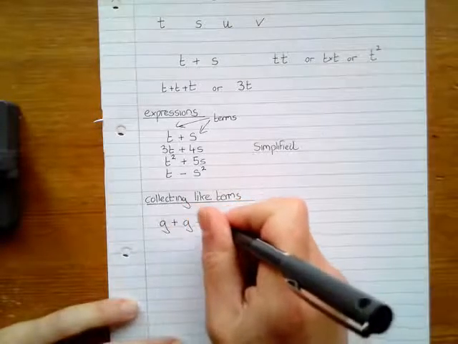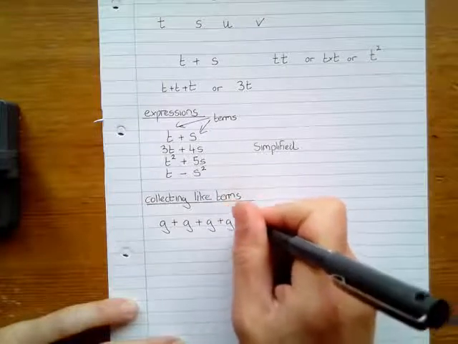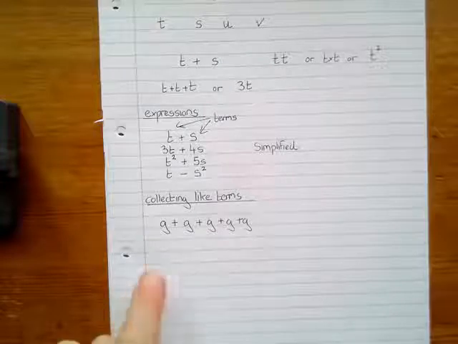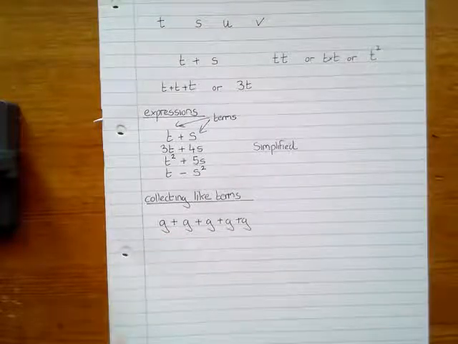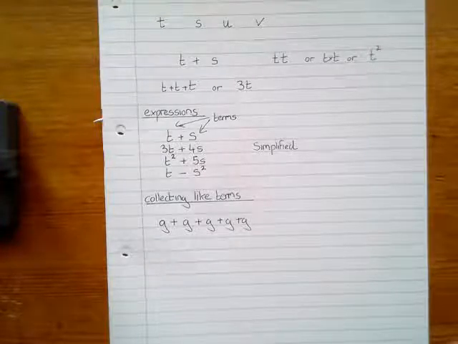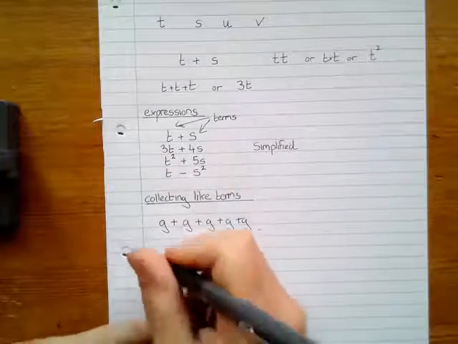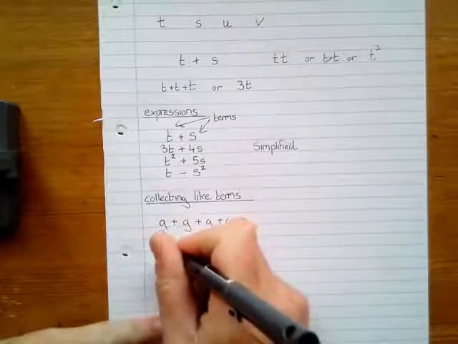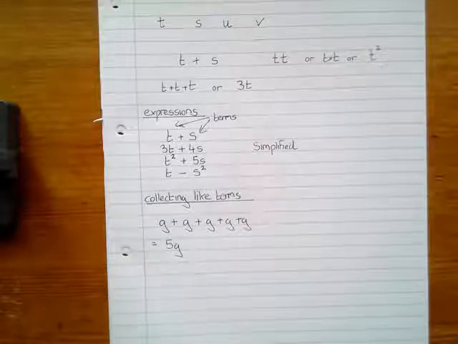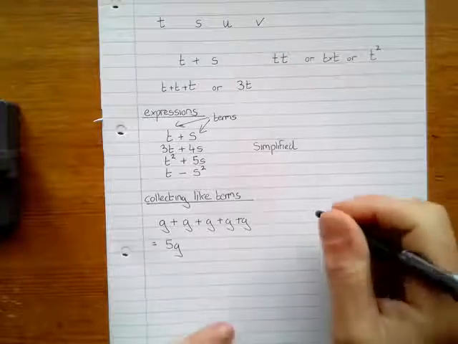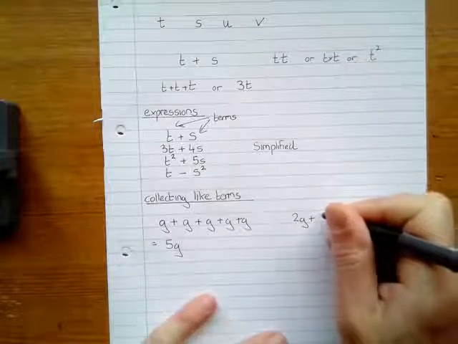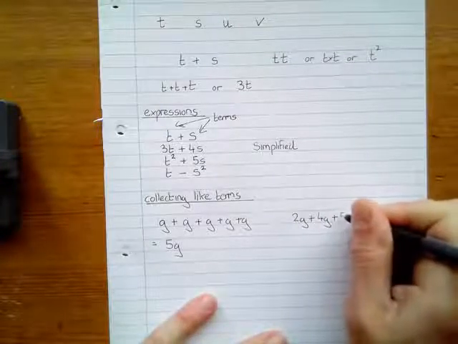G plus G plus G plus G plus G, written like that, is an expression. It's got 5 terms in it. They're all G, but they're all the same type of term. They're all a G. So I can put them together to make a single term, which would be 5G. Does that seem simple enough? So I've got G plus G plus G plus G plus G. That would be 5G. Sometimes you can have numbers in front of the G. So I could have a 2G, a 4G, and a 5G.